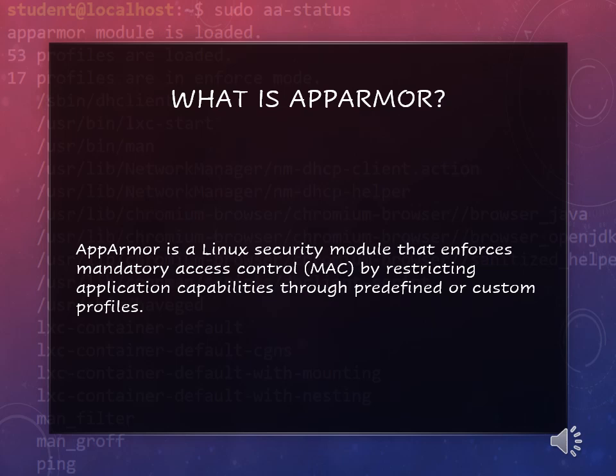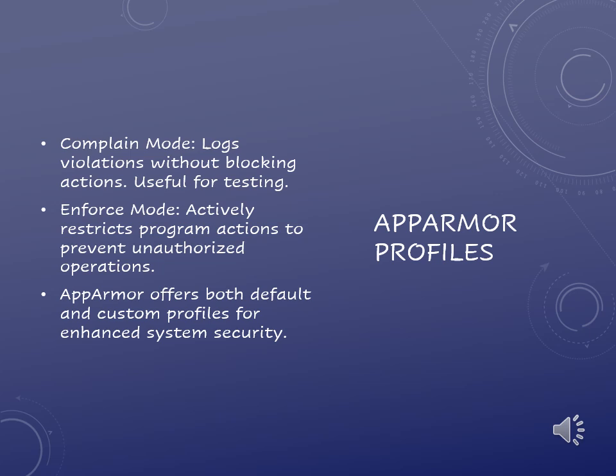In this slide, we will speak about AppArmor profiles. AppArmor uses two profile modes, complain mode and enforce mode. In complain mode, actions violating security policies are logged but not blocked, which is helpful for testing profiles. In enforce mode, the profile actively restricts program actions, blocking unauthorized operations and ensuring complete security in production environments.